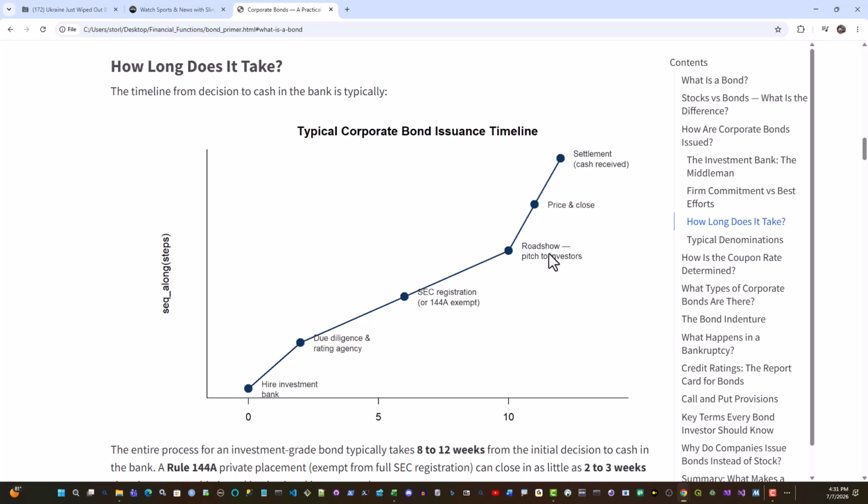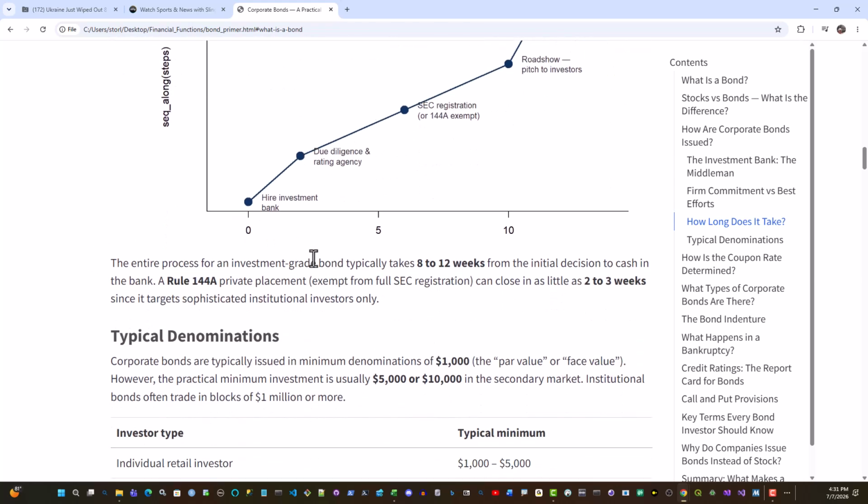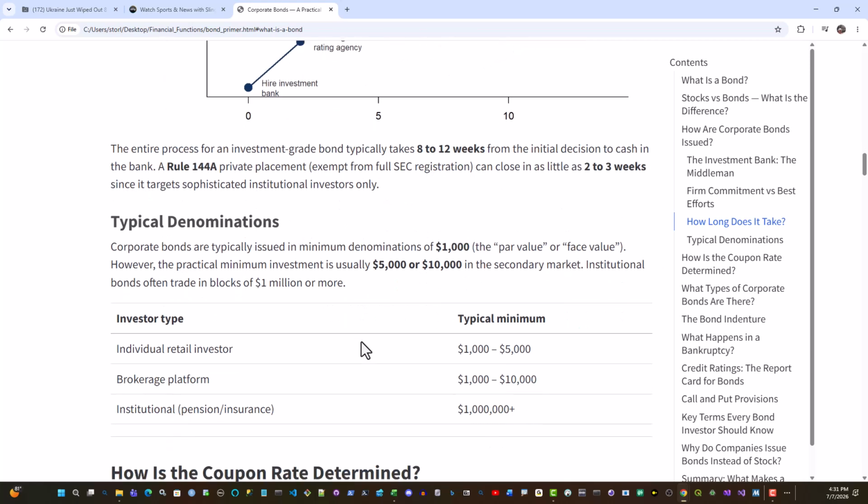Then all these investment banks have to take it on the road. They have to go and pitch to potential investors. Maybe it's a pension fund. Maybe it's an insurance company, what have you. And then they have to come up with a price and a close. And then the settlement will be whatever cash they receive. So that's the kind of timeline. And as you can see here, it typically takes 8 to 12 weeks from the initial decision. And so it's not happening overnight.